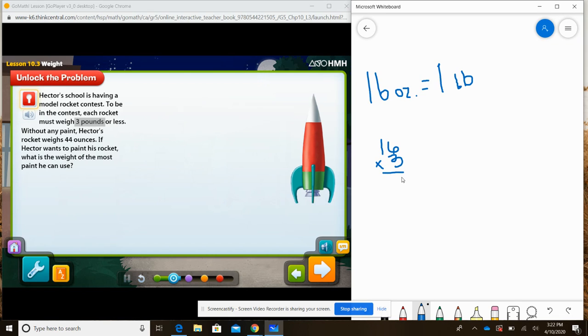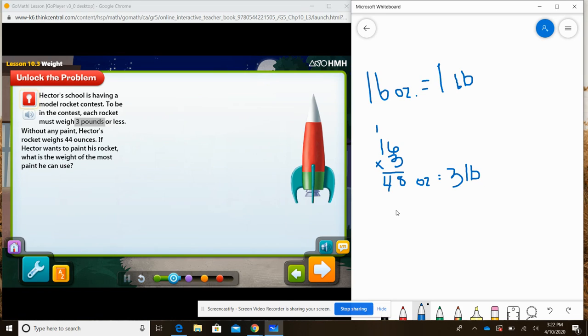So 3 times 6, 18. Carry my 1. 3 times 1 plus 1 more is 4. So 48 ounces is equal to 3 pounds. Now going back to our problem, currently Hector's rocket weighs 44 ounces. It cannot weigh any more than 48. So how many ounces of paint can he put on his rocket?